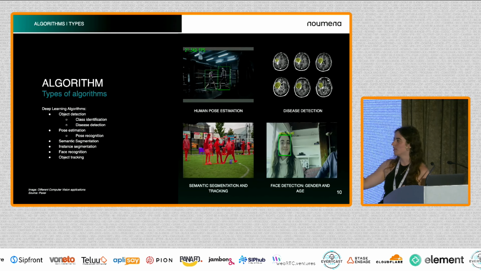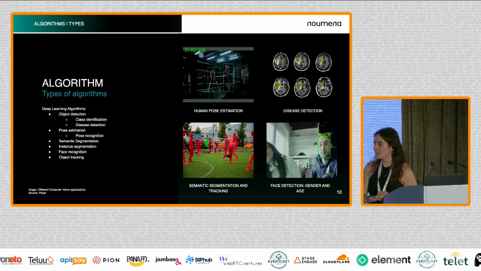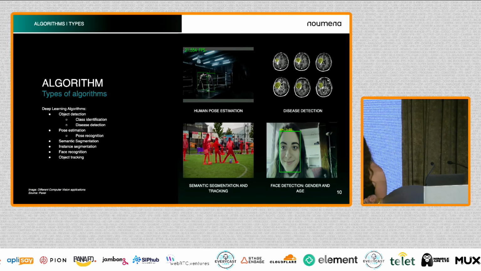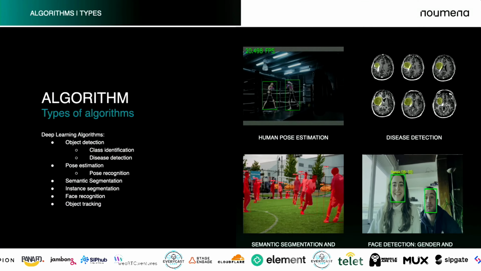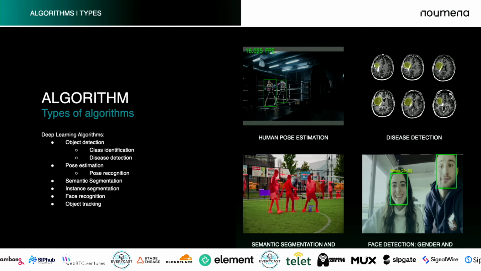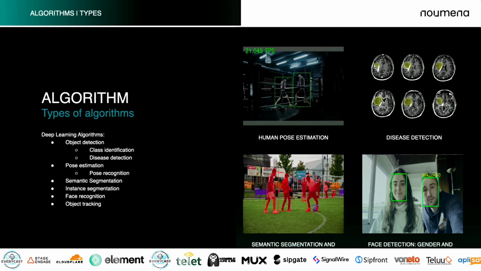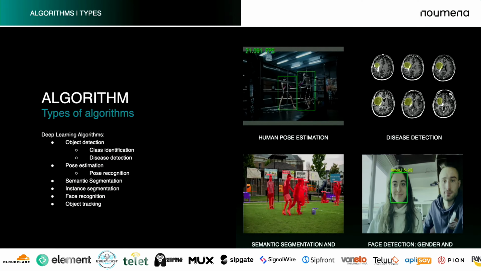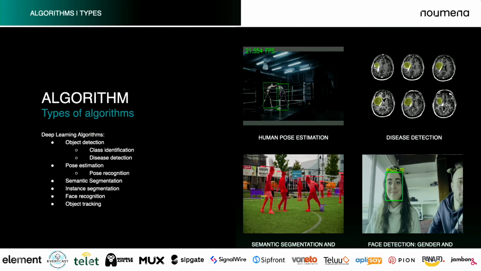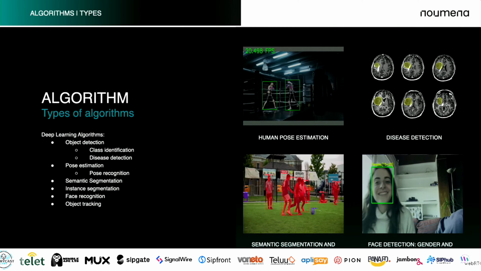This would be the case if we wanted to do some disease detection. In here, you can see there is also semantic segmentation, but in this case there is tracking, and it's able to detect the whole body of the person. And here is the face detection and gender and age recognition. I don't know if you can read it, but it's actually very accurate, and it can detect the images very well. Well, and this is me.